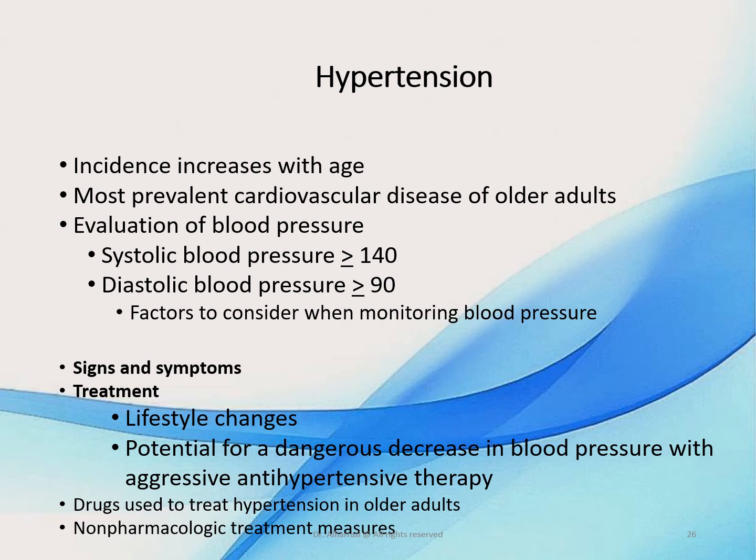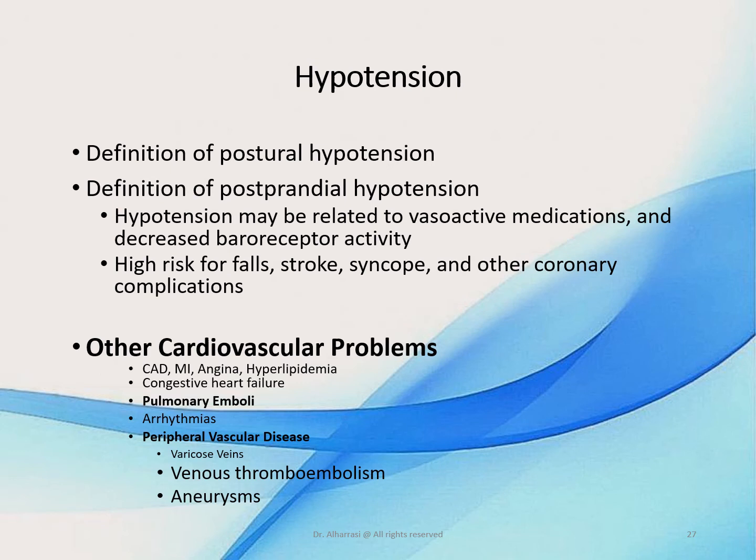The signs and symptoms may include pain around the eyes, throbbing headache, and also generalized body fatigue. The treatment is by changes in lifestyle, and also to decrease the potential for any dangerous decrease in blood pressure with aggressive antihypertensive therapy. So we need to use them very wisely, with very close monitoring for the antihypertensive therapy.